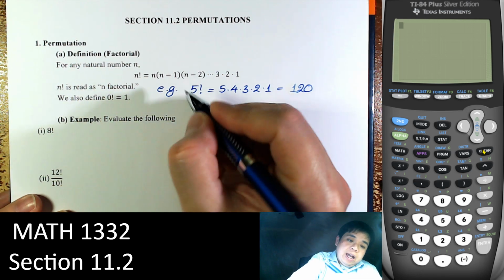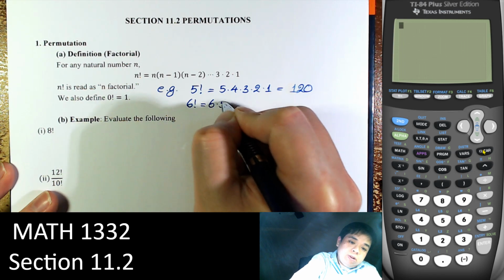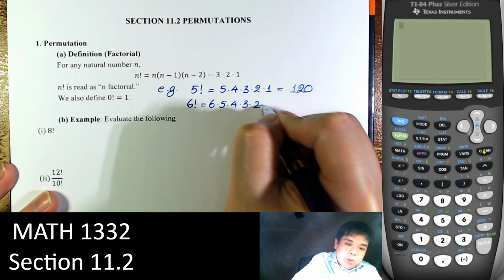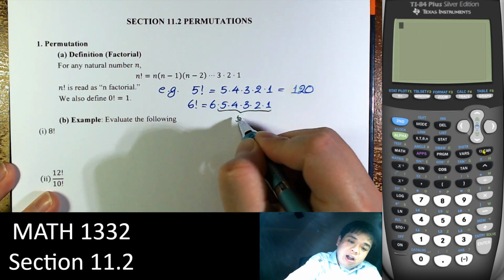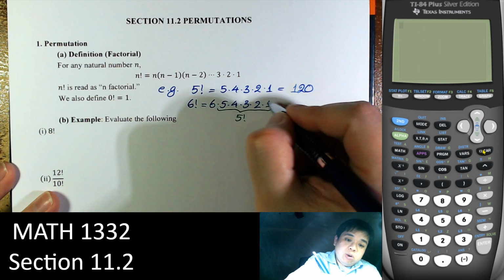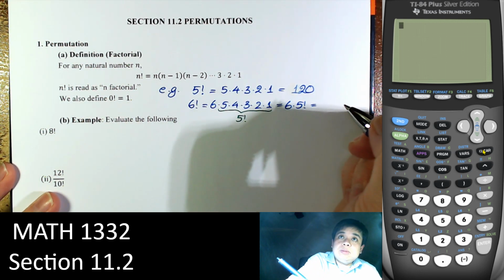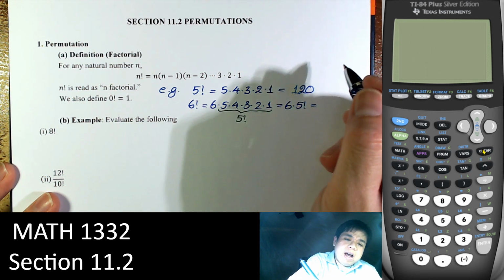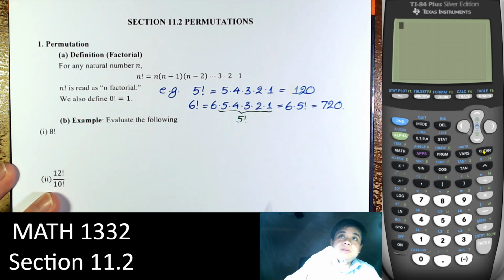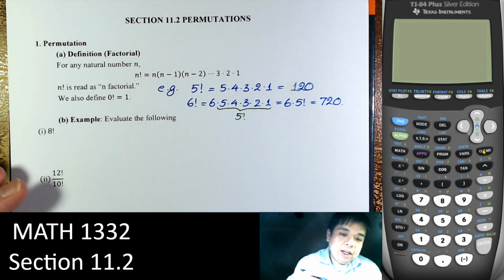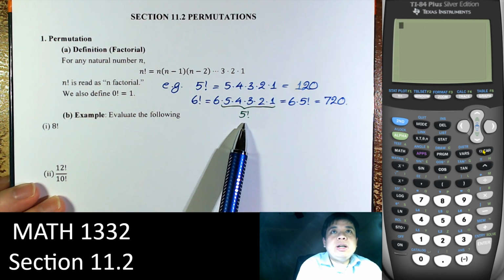Then we can say 6 factorial is 6, 5, 4, 3, 2, 1. But notice that we already have this, which is 5 factorial. So you can write 6 factorial as 6 times 5 factorial. Multiply all of that: 5 factorial is 120 times 6, that's 720. Very simple.